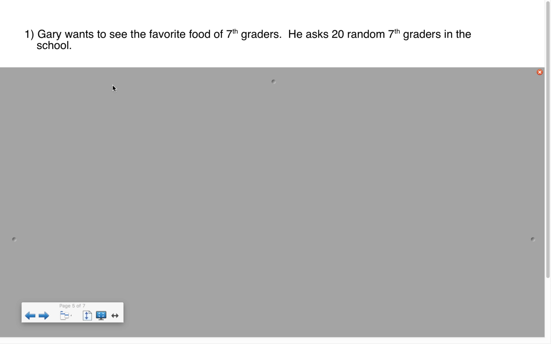So if we look at number 1 here, Gary wants to see the favorite food of 7th graders. He asks 20 random 7th graders in the school. We want to see which is the population and which is the sample. The population is the whole entire group, which is all 7th graders, and the sample is the 20 7th graders that he got to ask the question.